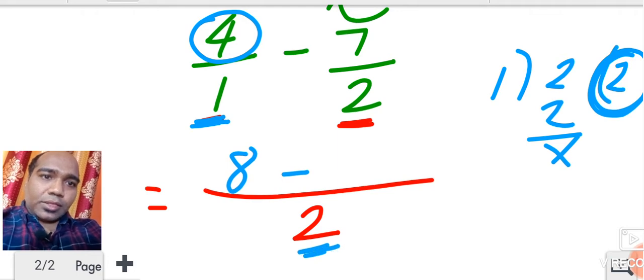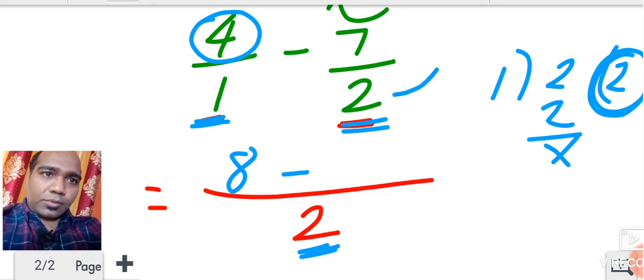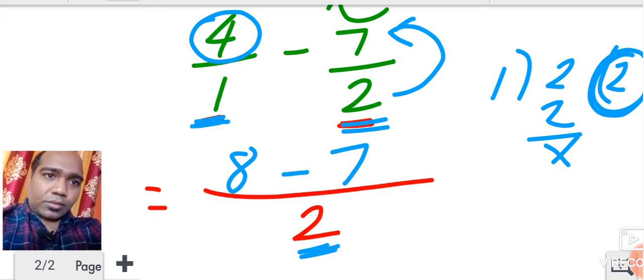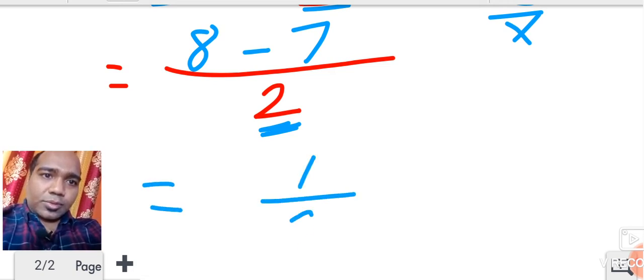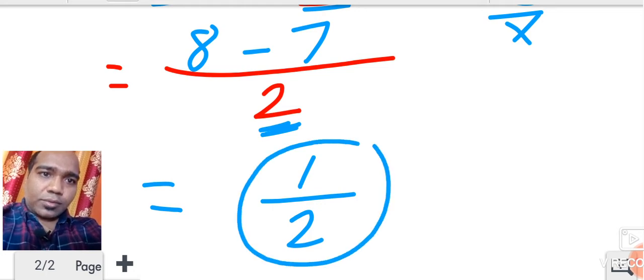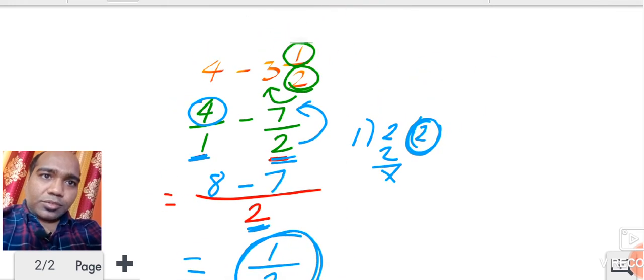Now again the LCM will be divided with the second denominator. 2 divided by 2, any number divided by itself becomes 1. So 2 by 2 is 1, and this 1 will be multiplied with the numerator, that is 7. So 1 into 7, how much will we get? 7. So 8 minus 7. Now how much will we get? 8 minus 7 is 1, and in the denominator 2 is there, so the answer will be 1 by 2. Got it? I hope this is clear to you.